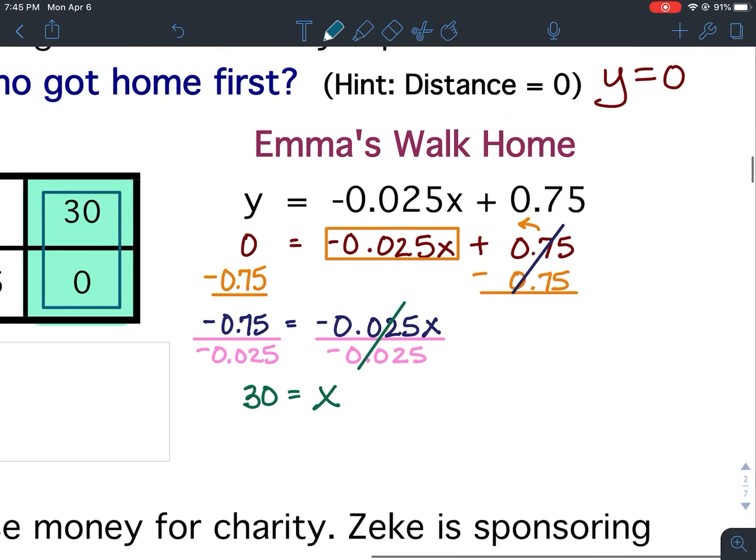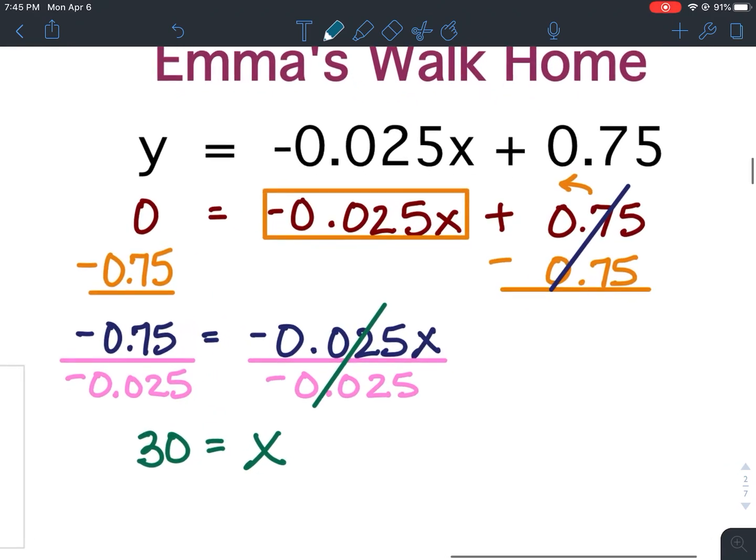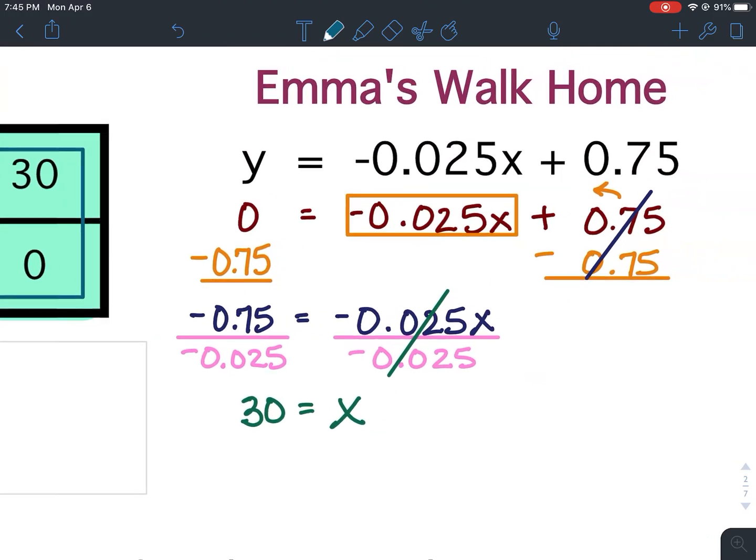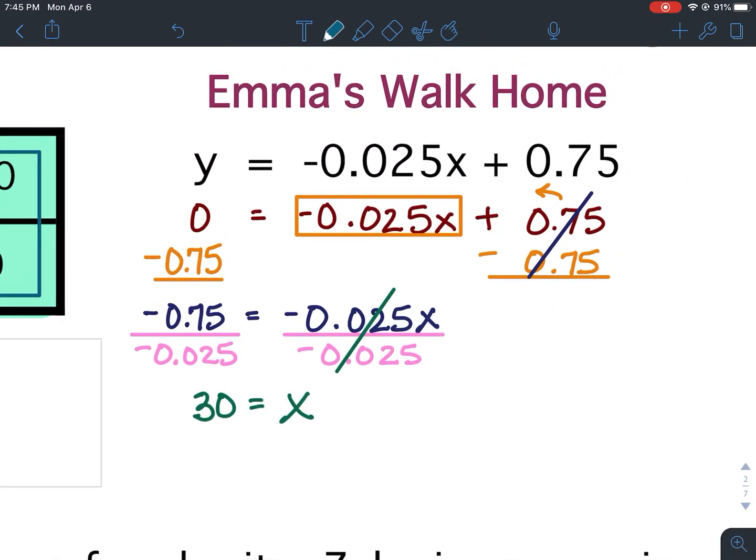it's an equation. Well, if the distance is 0, that means y is 0. So I plugged 0 in for y in the equation, and I boxed my x term, took my constant term to the other side using the inverse operation, so I subtracted 0.75 from both sides. Then I divided both sides by the negative 0.025, the coefficient of x, to isolate the variable x. And I got 30 equals x. So that means for Emma, it took her 30 minutes to get home.